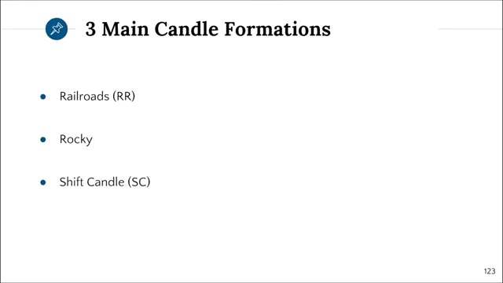So let's start with railroads. We're going to break each one of these down piece by piece. I'm going to show you a lot of examples, and by the end of this chapter, you're going to be able to identify these railroads, Rockies, and shift candles in the proper areas where we're looking to trade to confirm or deny entry of a trade.